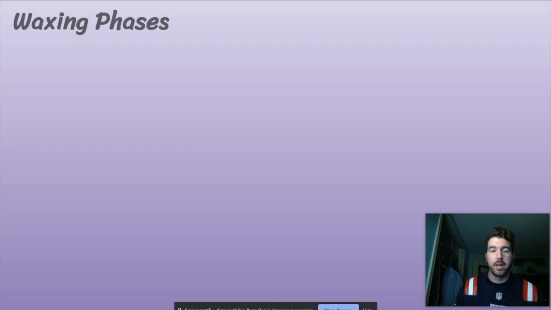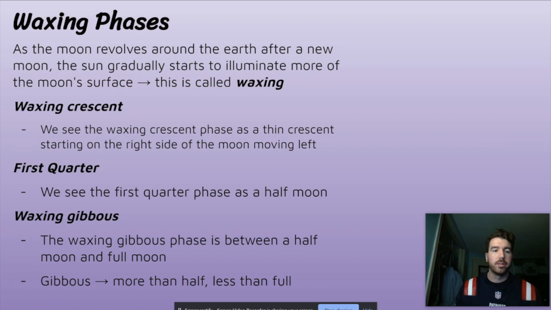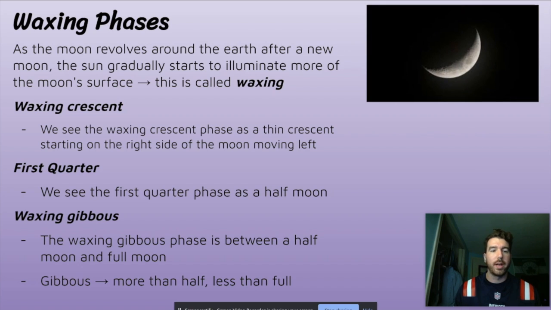All right, so after a new moon, we have our waxing phases. As the moon revolves around the Earth after a new moon, the sun gradually starts to illuminate more of the moon's surface. It gradually becomes brighter, and we call this waxing. The first waxing phase is the waxing crescent. During this phase, we see the moon as a thin crescent, which starts on the right side of the moon, and then slowly illuminates more towards the left. At the top of the screen is an image of a waxing crescent.